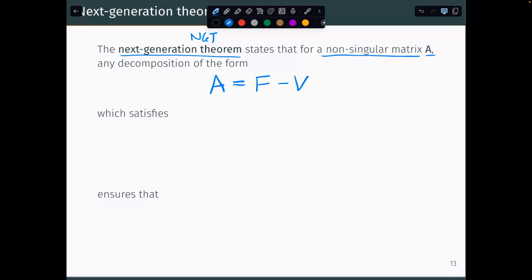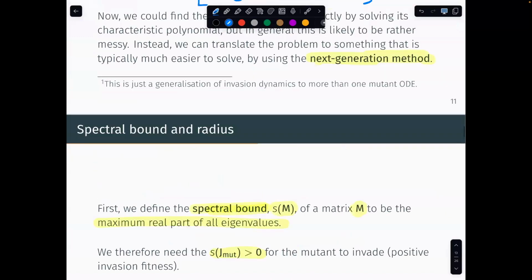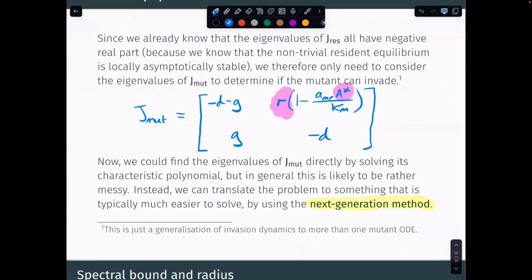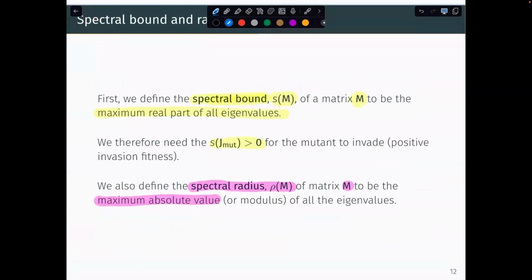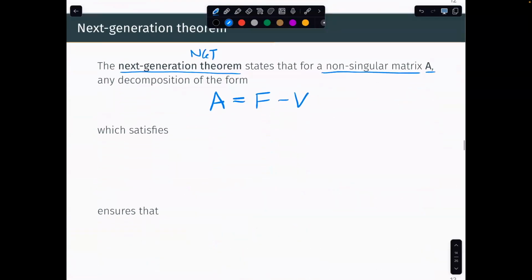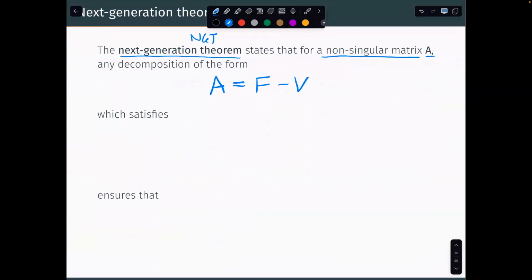That might seem very abstract at this stage, but ultimately, if you remember, the point of doing this is we're trying to find the largest eigenvalue of this matrix here, because that gives us our invasion fitness. We want the spectral bound to be positive for our mutant to be able to invade. We can do a clever transformation. So what is this decomposition? We write it in the form A is equal to F minus V. We'll talk a little about what these F and V matrices actually are in a moment.